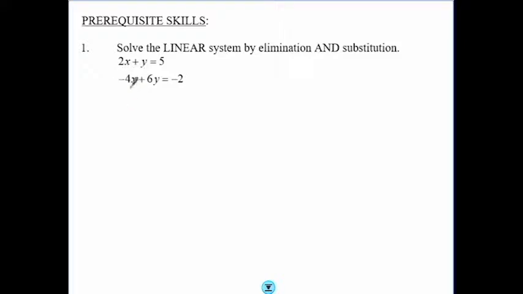So I have negative 4x in the second equation. I need to make the first equation have 4x. So I'm going to multiply the entire equation by 2. So if I distribute 2 to every term, I end up with 4x plus 2y equals 10. Then I'm going to go ahead and bring over that second equation.